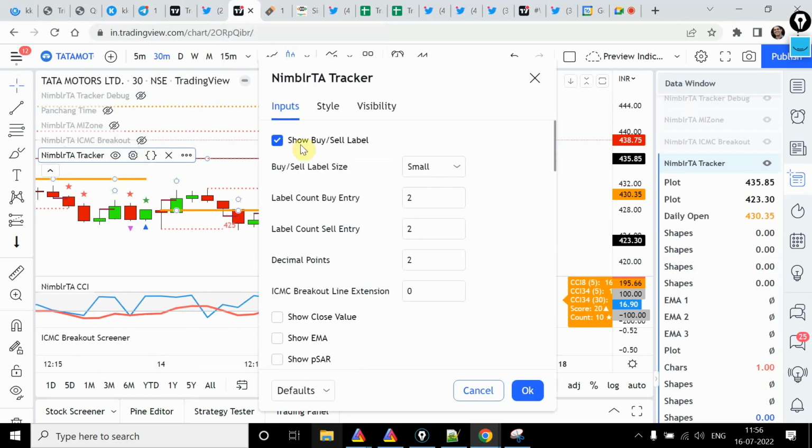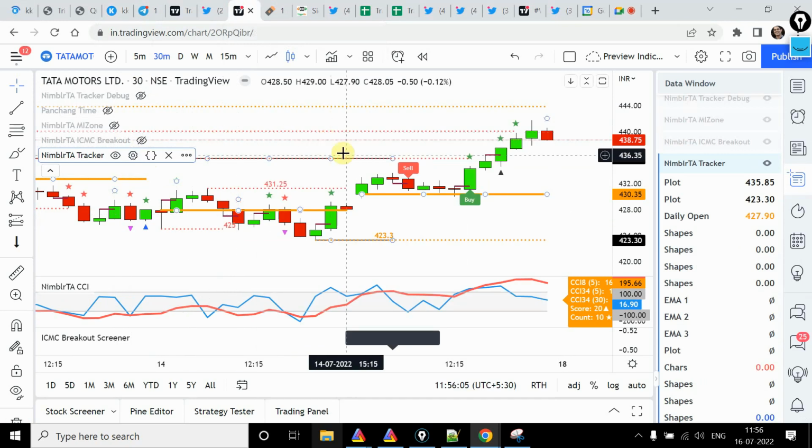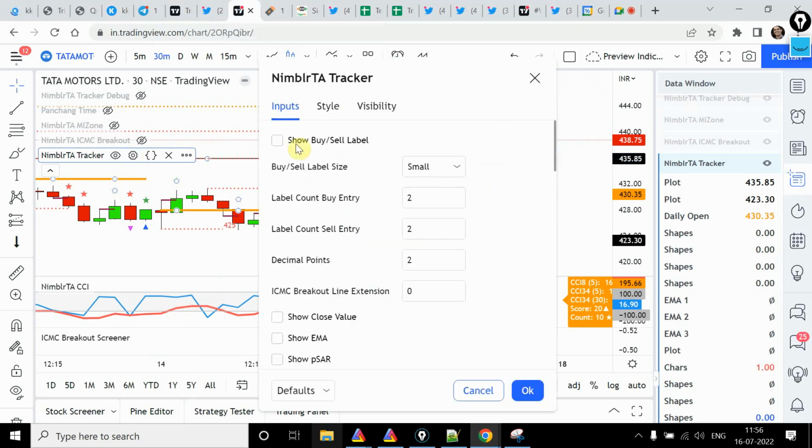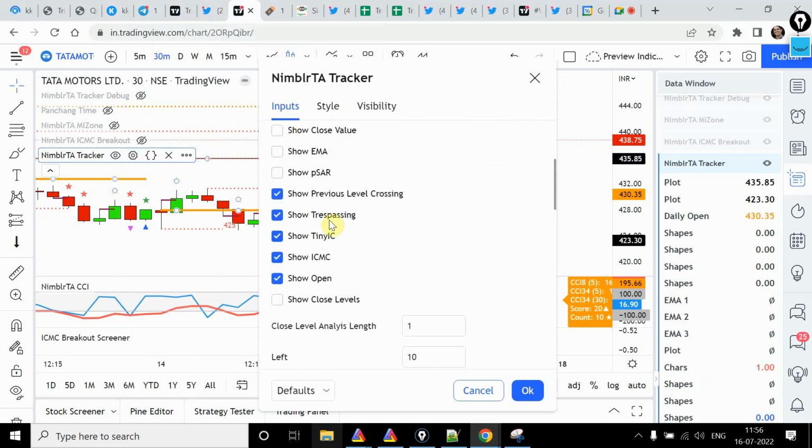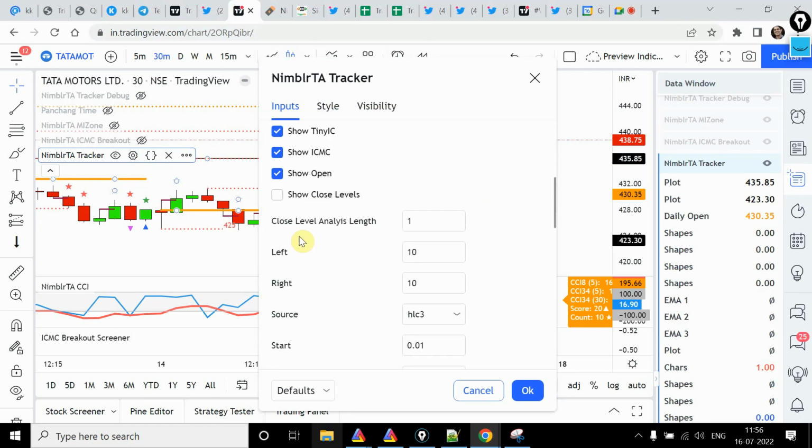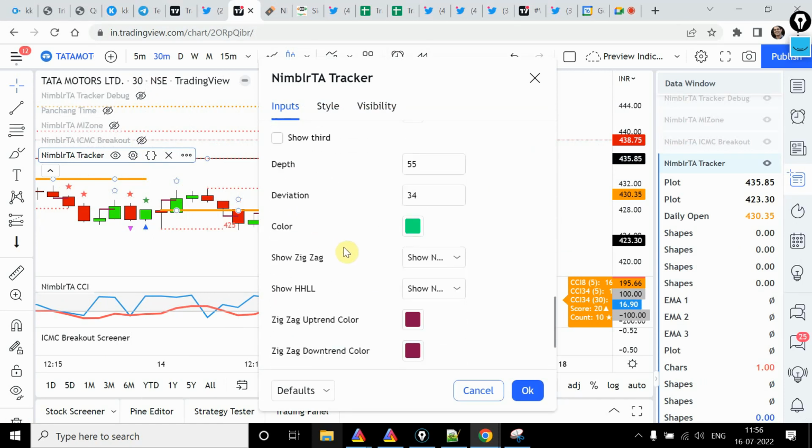If we come over here, you can disable these labels and all, right? If you don't want this, you can have buy and sell labels. You can have close value. For example, you don't want ICMCs or tiny IC to be marked over here, trespassing to be marked, you can disable them. If you don't want zigzags, you can disable them.